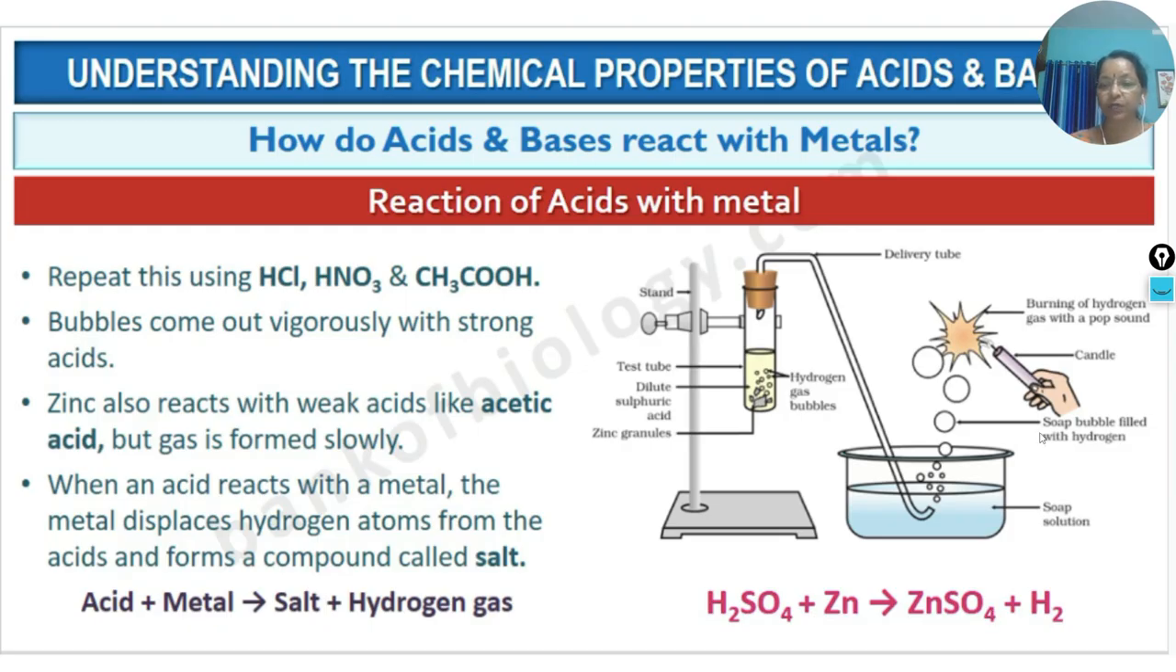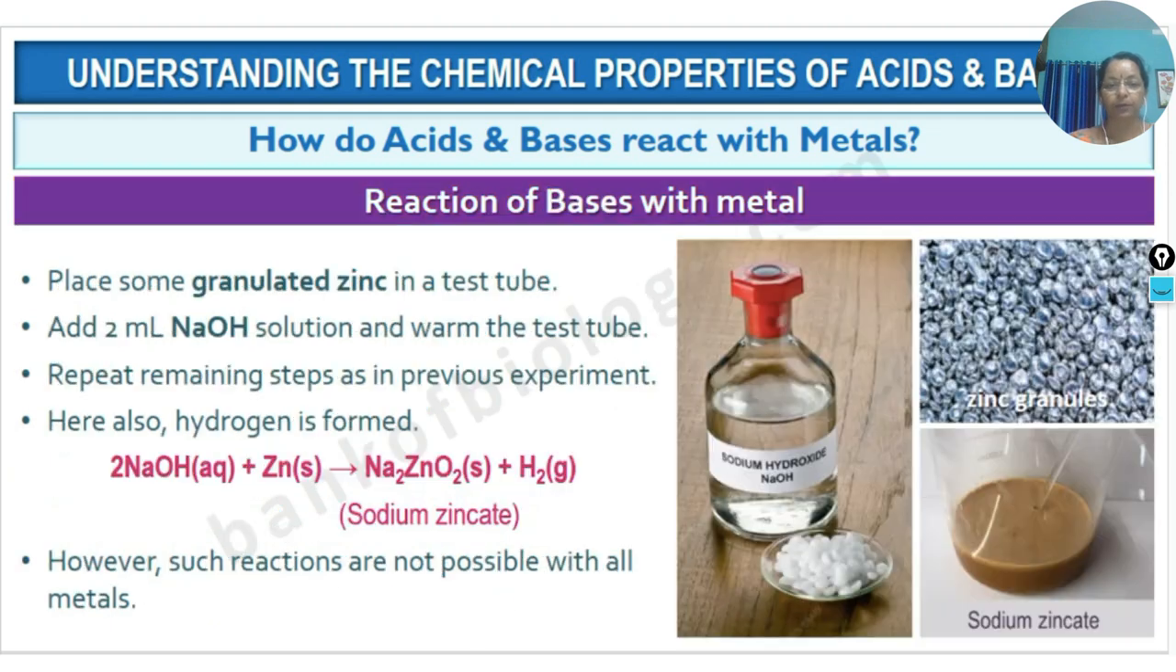And what is the test for hydrogen gas? Hydrogen gas burns with a pop sound. We can hear that pop sound, okay, when it catches fire.